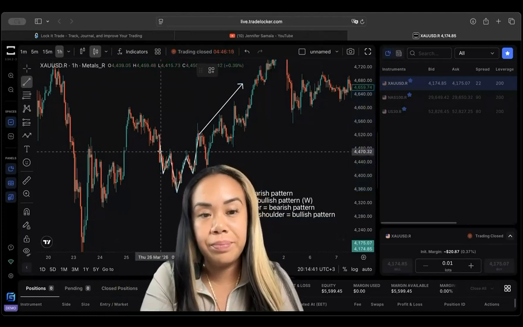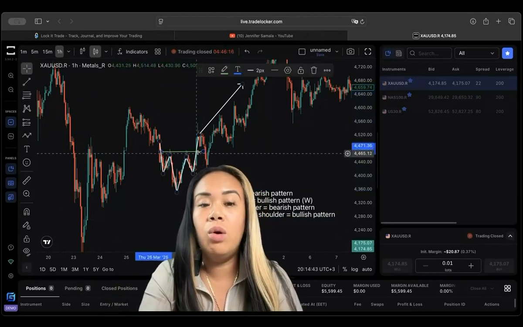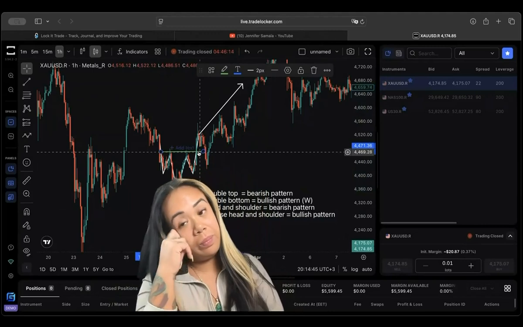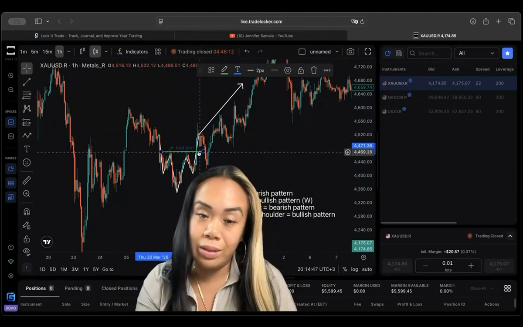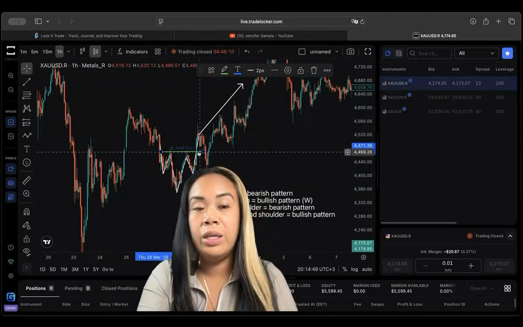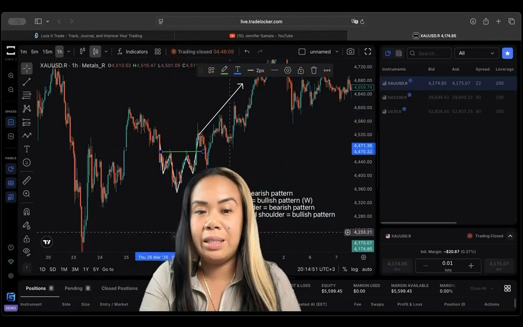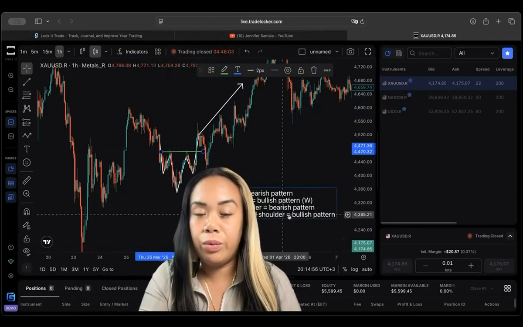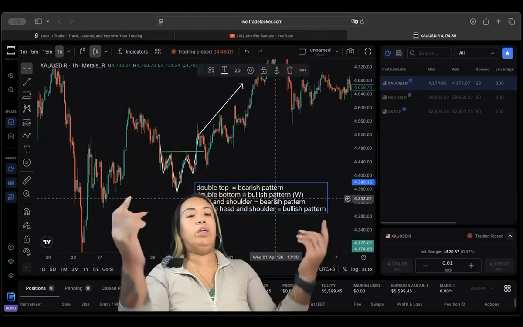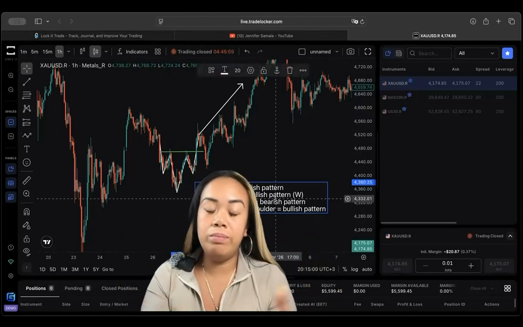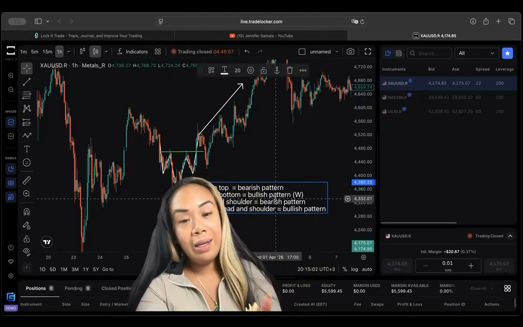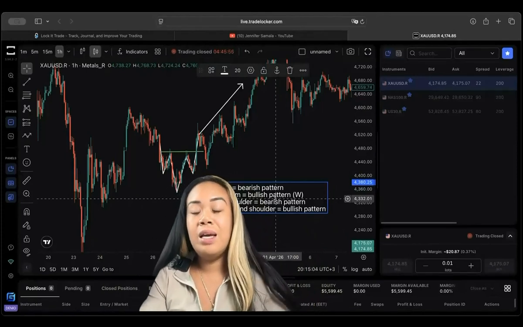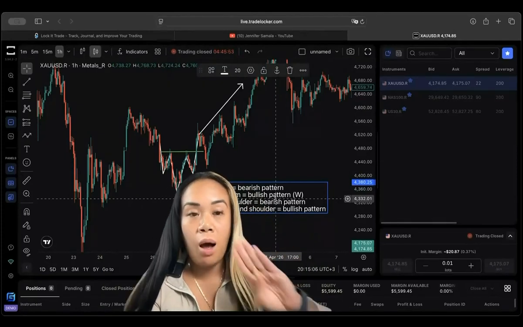And here's the neckline, guys. Boom. The moment that neckline broke, that should already tell you this is going to be a bullish pattern, because an inverse head and shoulder initiates a bullish pattern. Okay, so we just went over the double top, double bottom, head and shoulder, and inverse head and shoulder, guys. That is the top four most common.